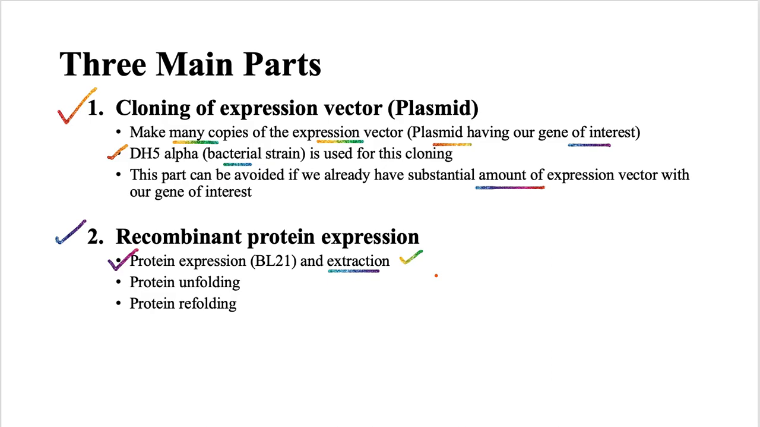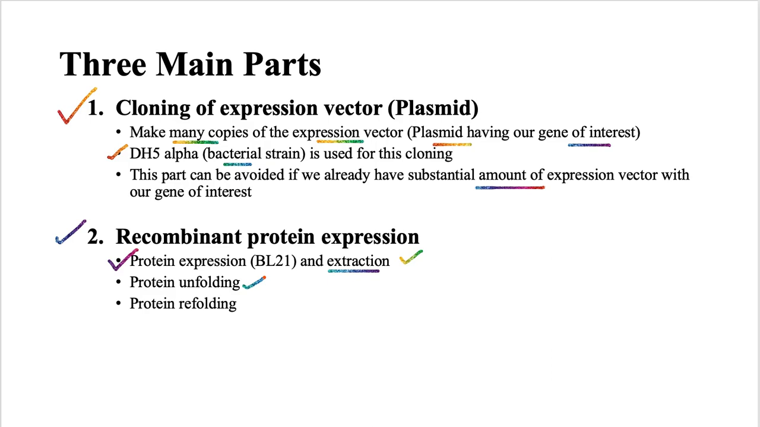So we have to extract these protein aggregates, which, as they are aggregates, are unfolded, not folded properly. So we collect and extract these protein aggregates or inclusion bodies, and then we have to unfold them completely. For unfolding, we use highly denaturing conditions.